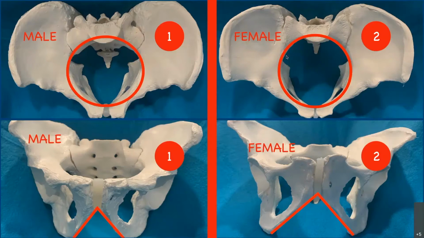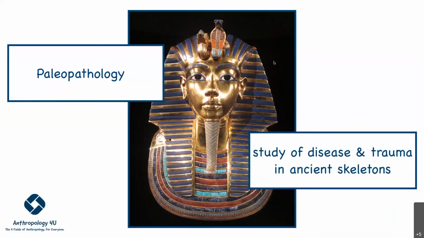Back to the subfields again. Say you have an ancient skeleton and you want to find out how the person died or if they suffered from any diseases. Then you need the subfield of paleopathology, which is the study of disease and trauma in ancient skeletons. For example, paleopathologists studied the remains of King Tut, an ancient Egyptian pharaoh, to see why he died and what illness and trauma he had. It turns out he had a severe knee fracture and malaria, among other problems.